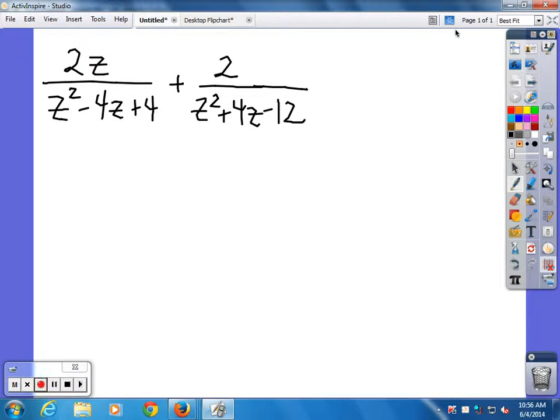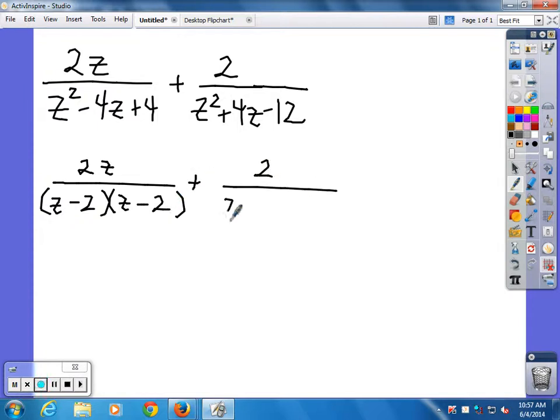And 2z over z, well, that's a shortcut, z minus 2, and you can write it as z minus 2 quantity squared, because that's a shortcut, plus 2 over z plus 6 z minus 2, and what is that going to be? That's going to be 6 and 2 and 2 and 6. That'd be a negative 2 and a positive 6. Somebody check that for me. That's right.